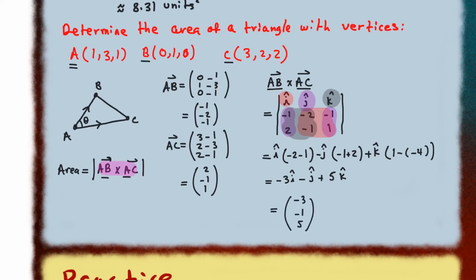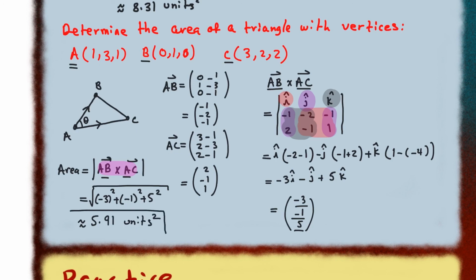Now we have almost everything we need. We just need the magnitude, so that's the square root of the x component squared plus the y component squared plus the z component squared. So that's -3 squared plus -1 squared plus 5 squared, which will give us approximately 5.91 units squared with 3 significant digits as our final answer.